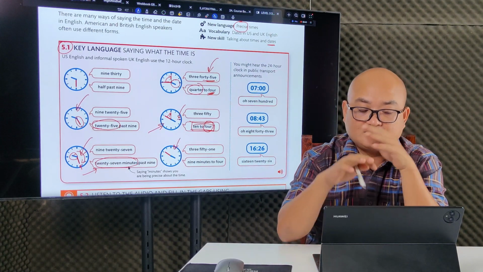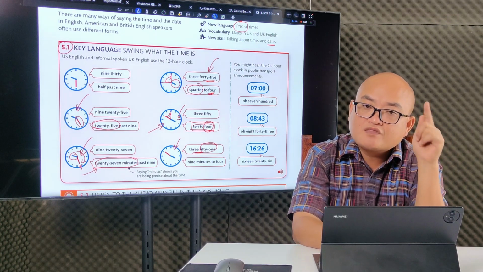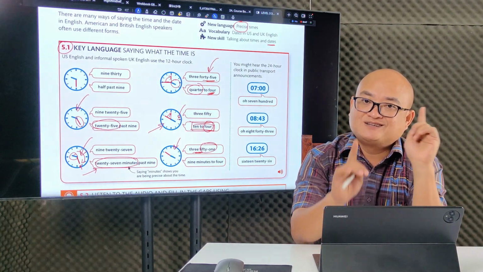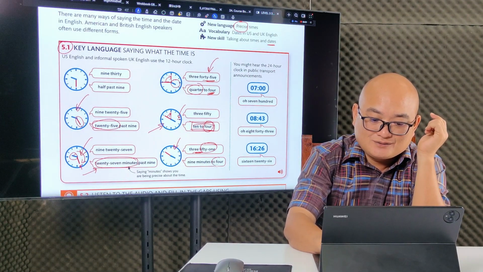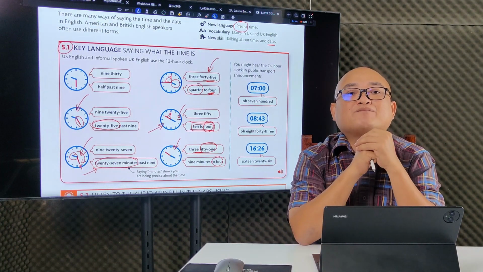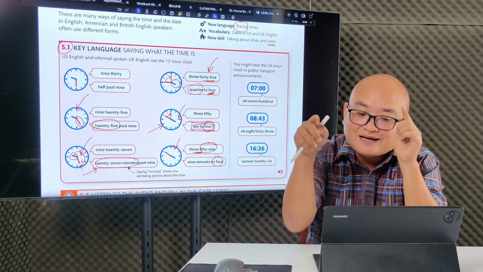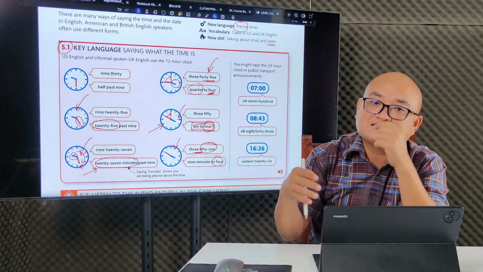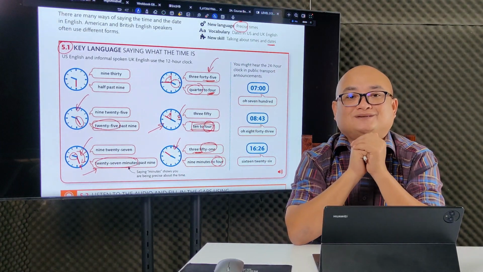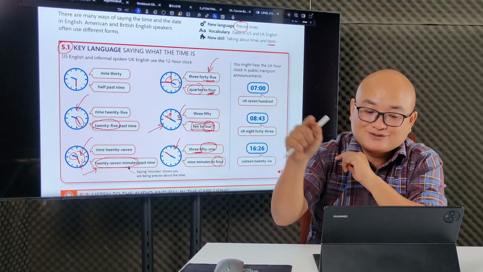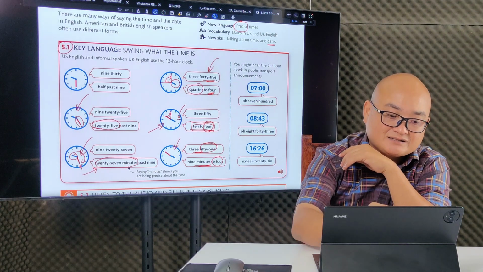Okay, let's try this one. So it is 3:51. It's only 9 more minutes before the clock becomes 4 o'clock, right? So if you add 9 more minutes, it becomes 4 o'clock. So we can say 9 minutes to 4. So that's the way we can say it in English.